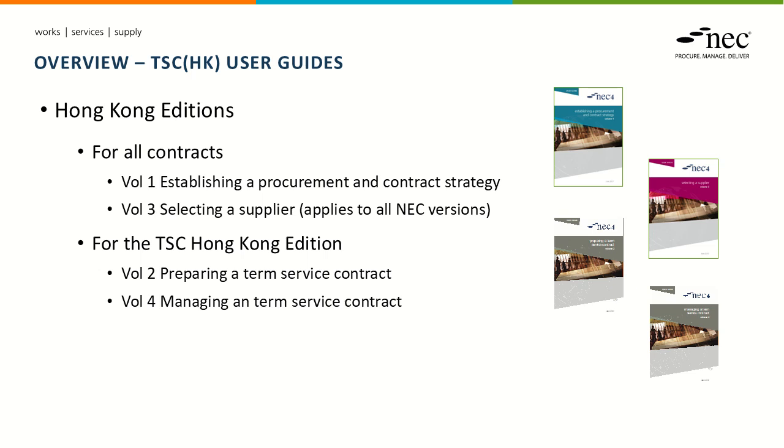We have a set of user guides. Volume 1 and Volume 3 are generic and cover all contracts within the NEC suite. Volume 1 is about establishing your contract strategy and giving guidance on issues related to procurement. Volume 3 relates to how to select a supplier, or guidance on tendering. And for the Hong Kong edition, we have a specific Volume 2 on how to prepare the Hong Kong edition of the Term Service Contract, and a Volume 4 on how to manage the Hong Kong edition of the Term Service Contract.